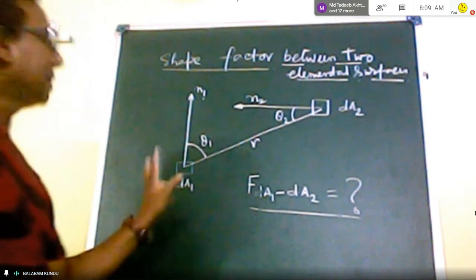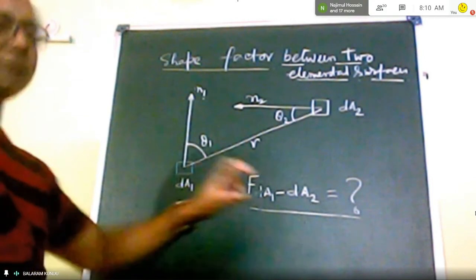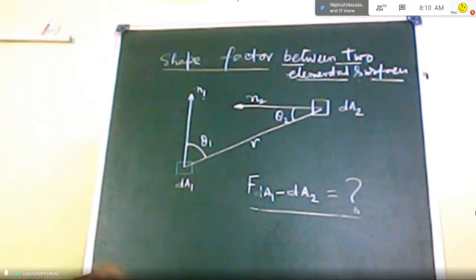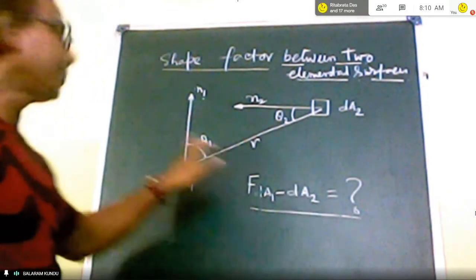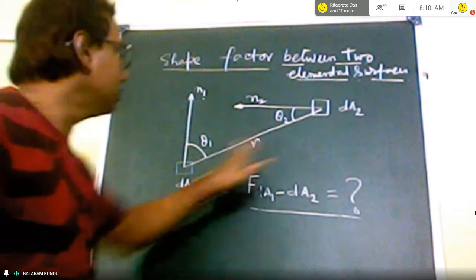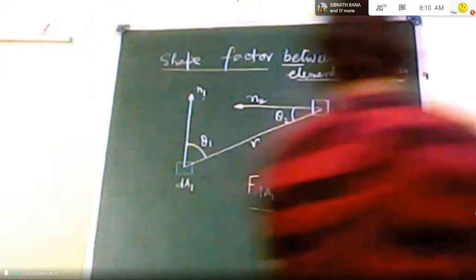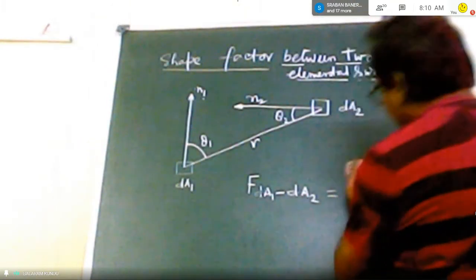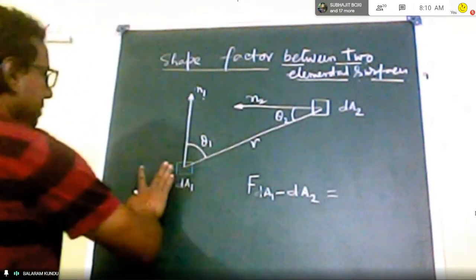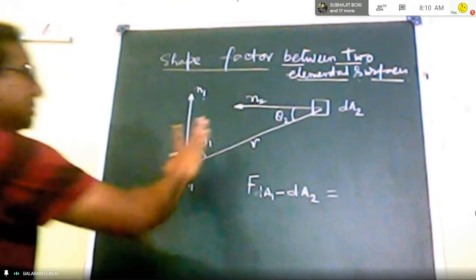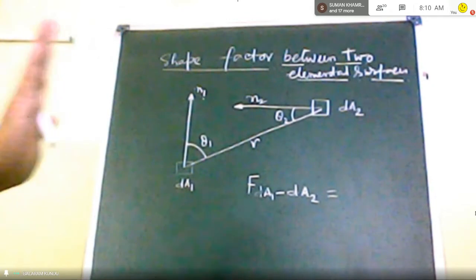Just two elemental surfaces have been considered here, and F has been used here. F means shape factor, notation F, and suffix dA1 to dA2 means shape factor from surface dA1 to dA2. Okay, so that is equal to the fraction of energy emitted from surface dA1 that strikes the surface dA2, that we want to determine.